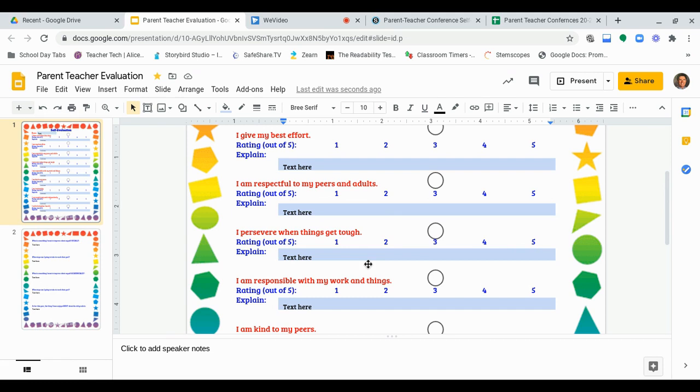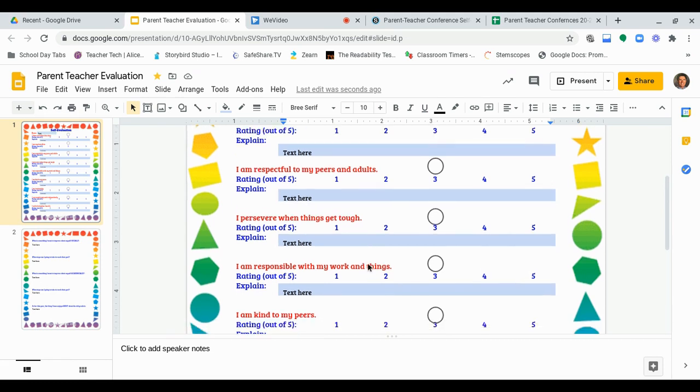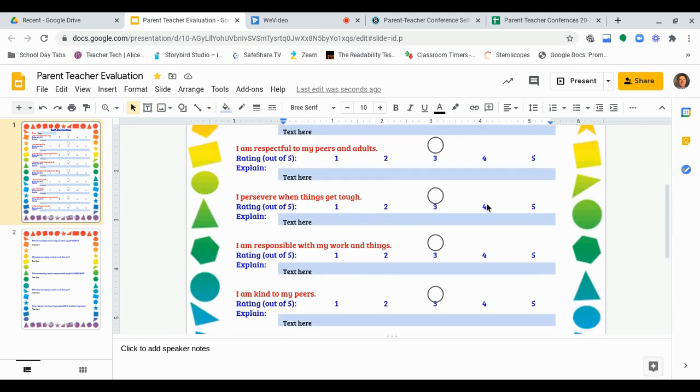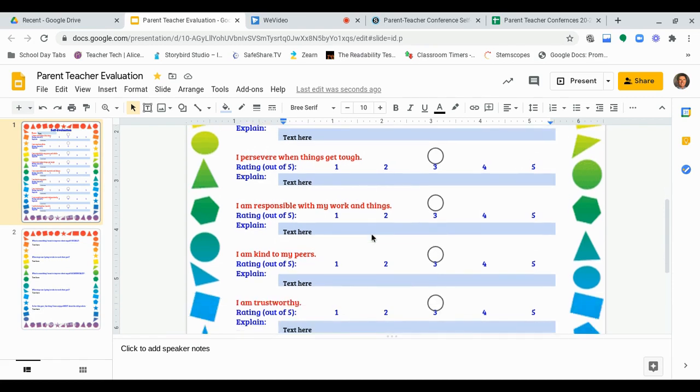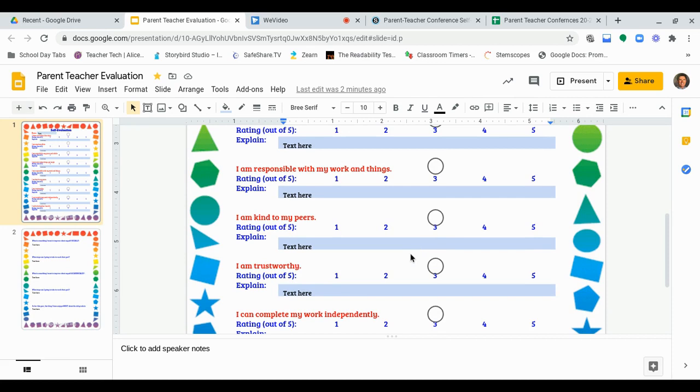I persevere when things get tough. So how well do you think you persevere? Rate yourself on a scale 1 through 5. Explain. I am responsible with my work and my things. So are you responsible with your work and your materials and your space and all of that? How responsible would you give yourself? Scale 1 through 5. I am kind to my peers. So how kind do you feel you are to your peers?